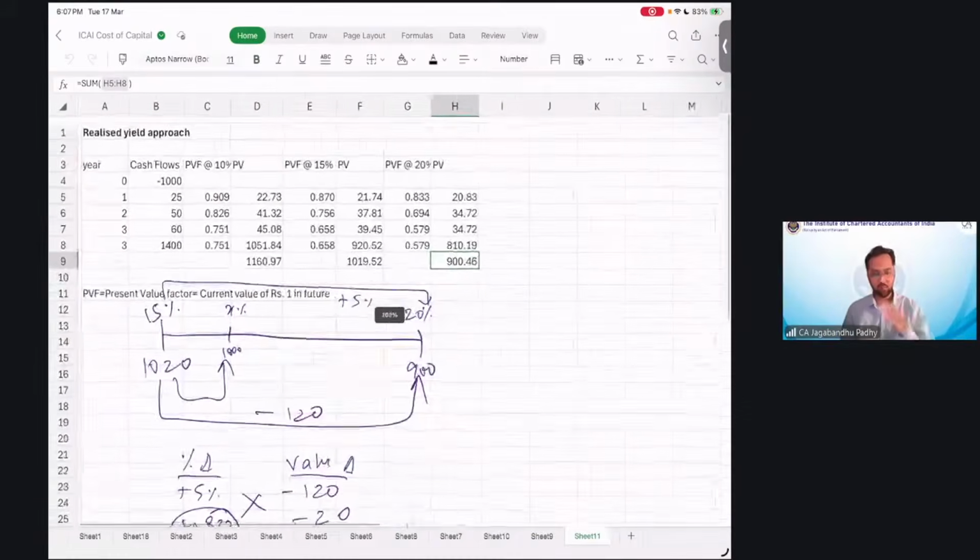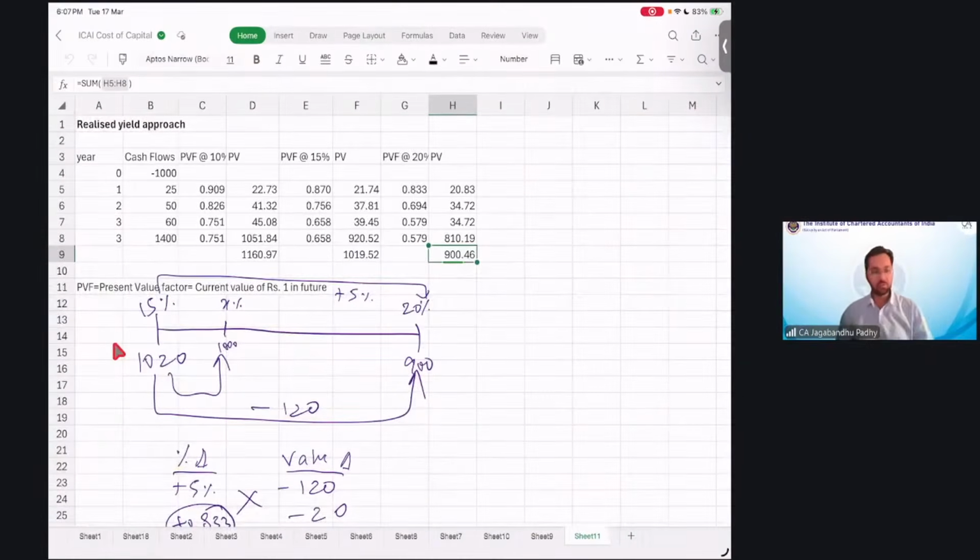Realized yield approach, you actually calculate the rate at which the present value of future cash flows is going to be equal to the current price. One second.